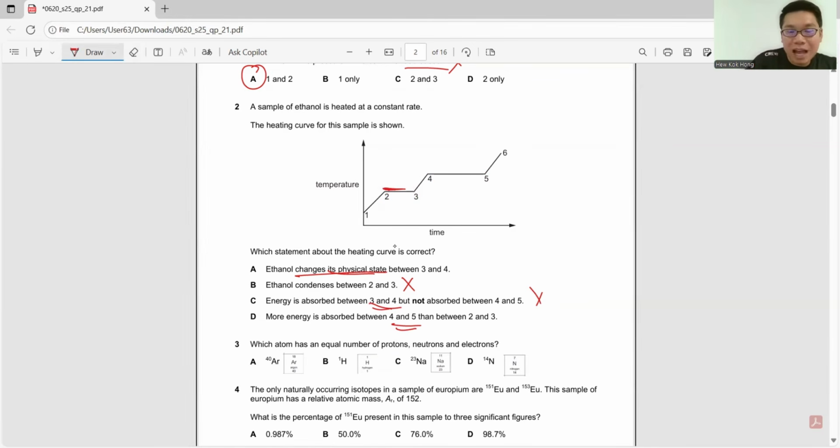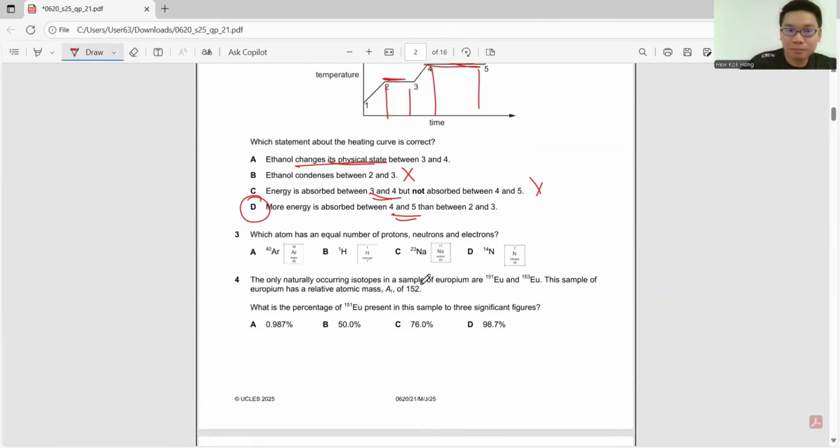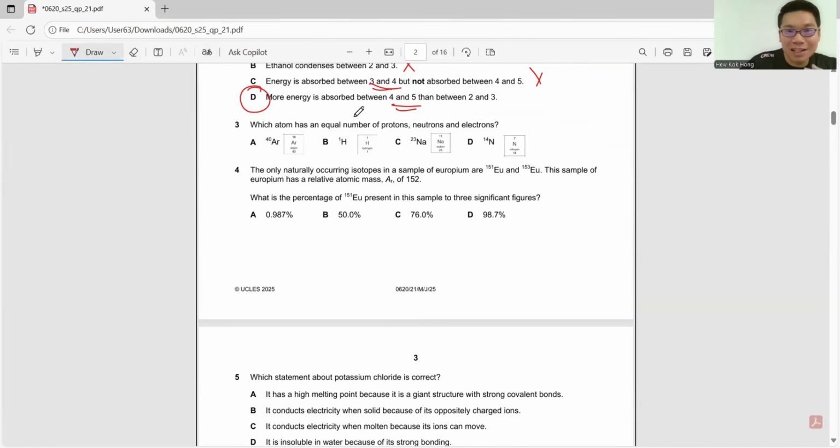D. More energy is absorbed between 4 and 5 than between 2 and 3. Between 2 and 3 and 4 and 5, can you see here the time is less, the time here is more. So more time means that more energy is absorbed in 4 and 5. So answer is D.